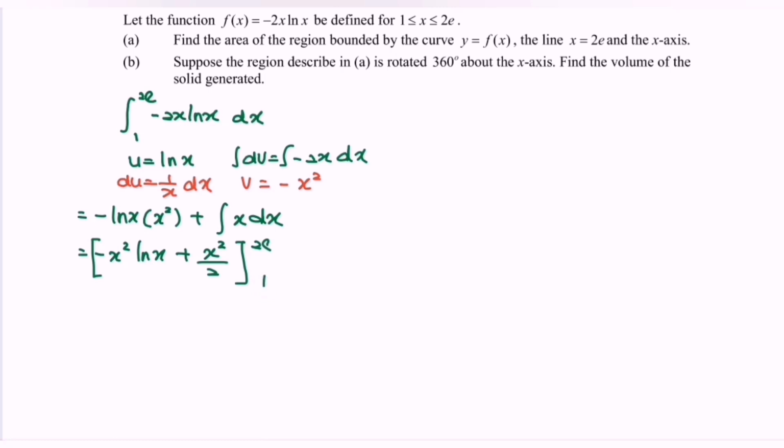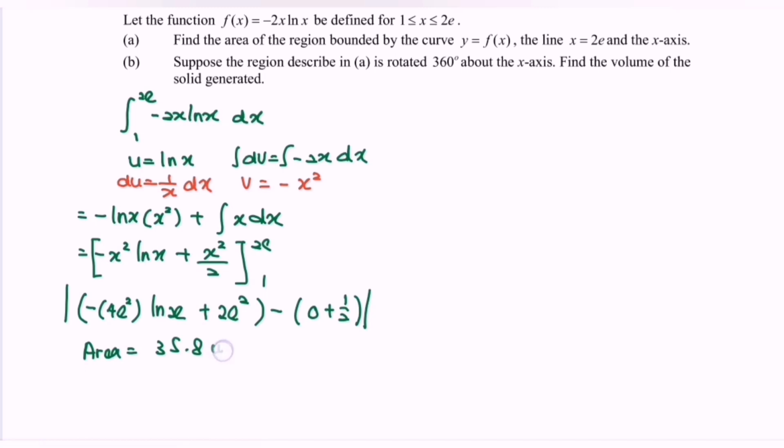Kindly substitute. So if we substitute, we will have negative bracket 4e squared and then ln 2e plus 4e squared over 2, where we have 2e squared bracket, minus, if we substitute the 1, we will have 0 plus 1 over 2. Notice that if you calculate, we will have a negative value. Since we have a negative value, it is better for us to put a modulus. So from here, the area is equal to 35.8 unit square.